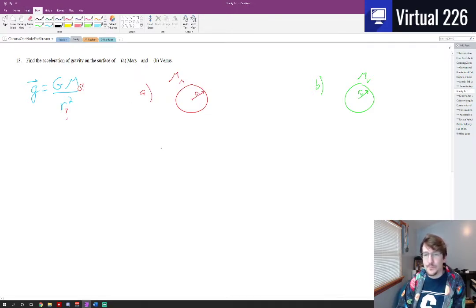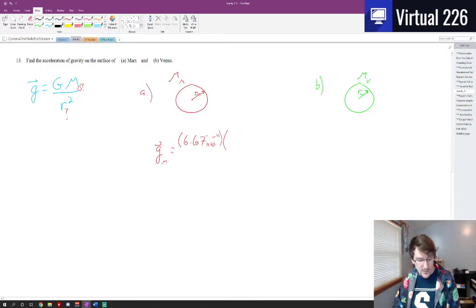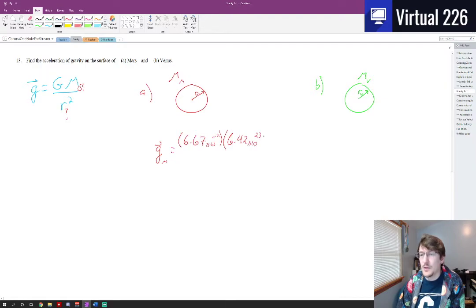So to do this, on the surface of Mars, we've got big G, which is 6.67 times 10 to the negative 11th. If we look at our solar system best friend sheet, we can get the mass of Mars. The mass of Mars is 6.42 times 10 to the 23rd. And then we just need to get the radius of Mars. So the radius of Mars is 3.4 times 10 to the 6 meters. And don't forget to square that.